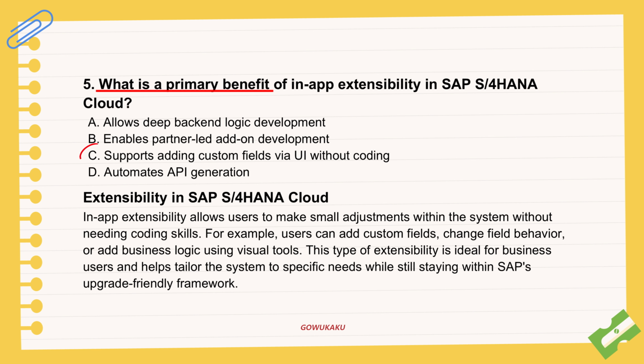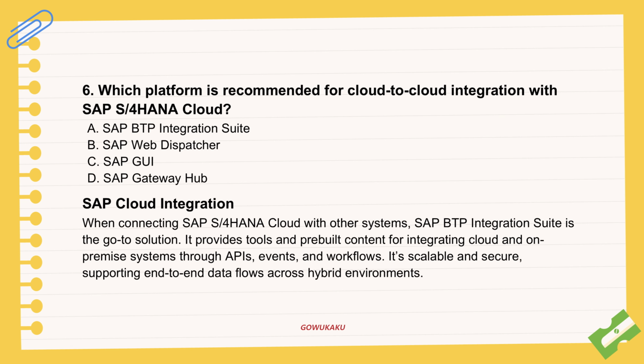Exactly. It empowers users to make these kinds of simple adjustments quickly. Now, it's important to understand this is different from, say, side-by-side extensibility on the business technology platform, where you would do more complex coding or build separate apps. Okay. In-app is more for those straightforward UI changes, custom fields, maybe some simple logic adjustments. It prioritizes ease of use for common adaptations. That distinction is helpful.